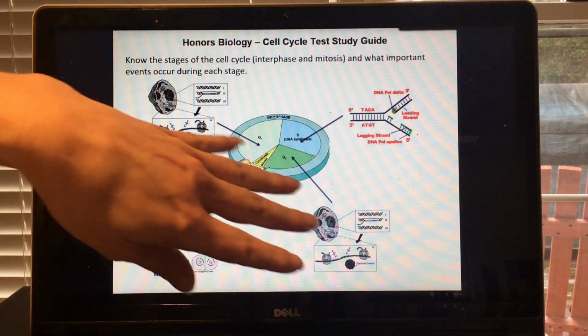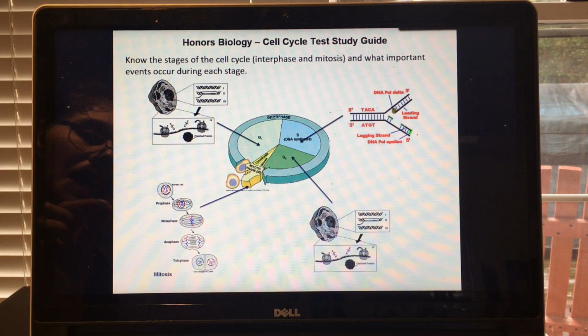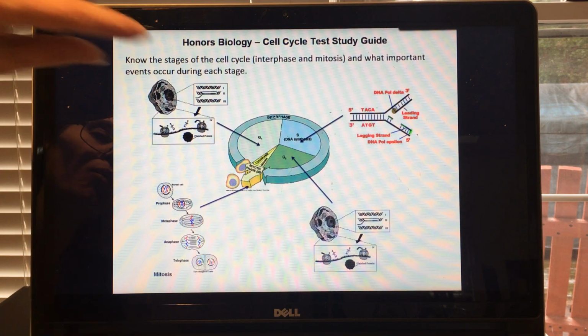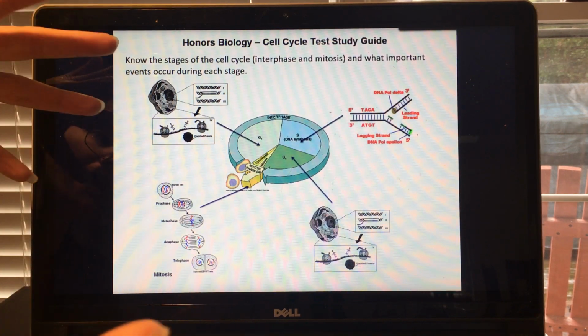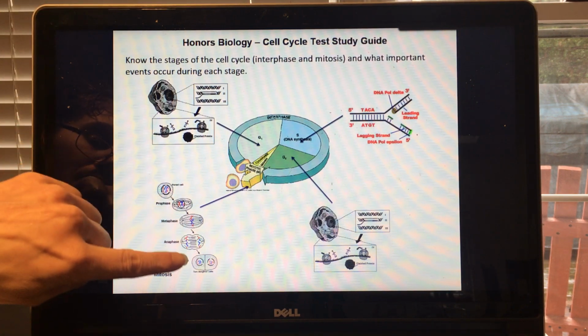During the rest of these phases, DNA is chromatin because if you have to get in there and transcribe one specific gene, it's much easier if it's loose and thread-like rather than tight and coiled up and ready for dividing.